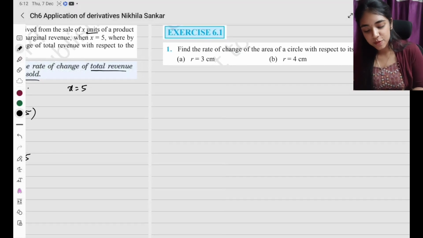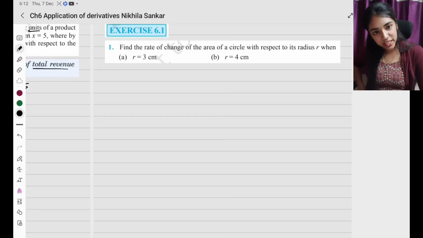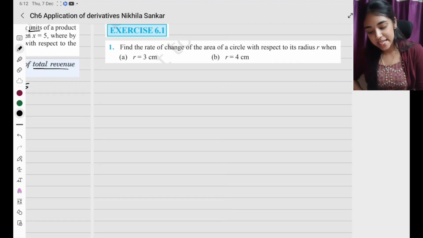In the video we covered the example questions, so look at the video also. Example questions are so important. If you solve them, the exercise is easy. Okay. Now exercise 6.1. Find the rate of change of area of a circle.